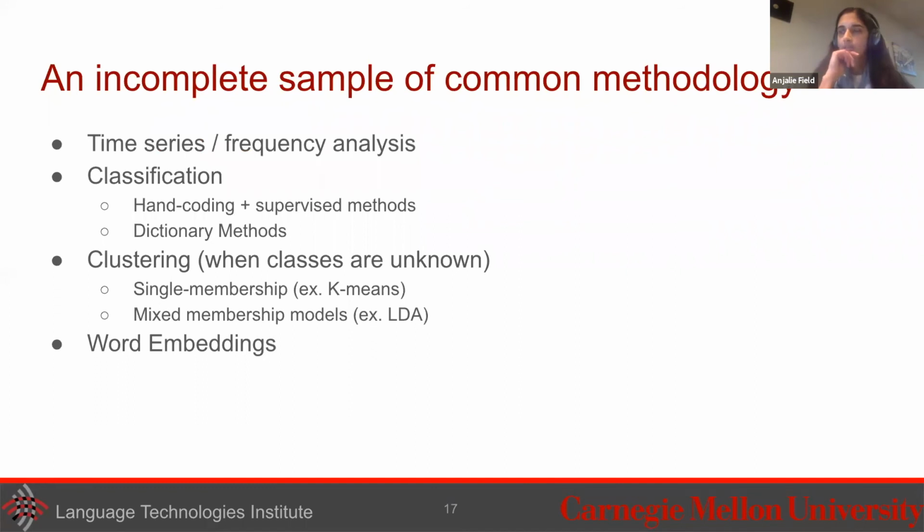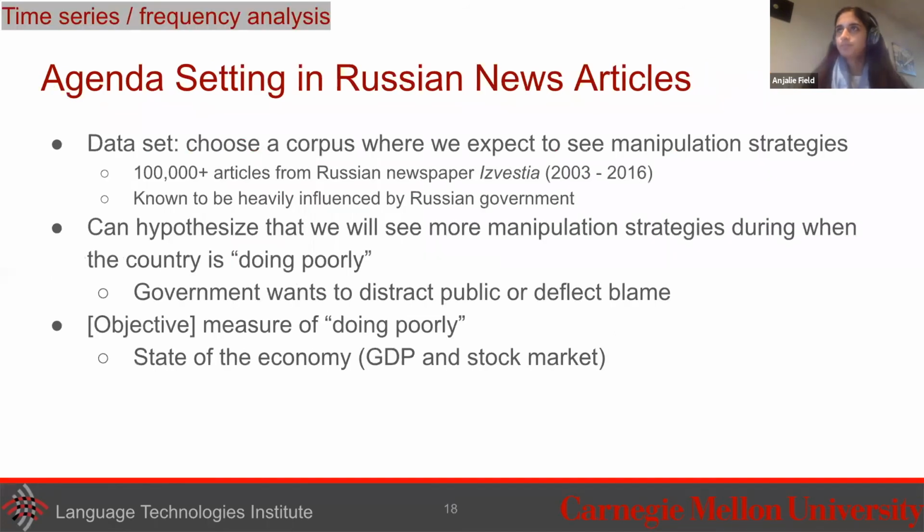So these are some of the methods that are common in more socially oriented analyses that involve text. I'm going to go through them a little bit quickly. The first one I'm going to mention is time series or frequency analyses. The reason I bring this up is that I wanted to show there's often a lot of depth you can do on the analysis side that isn't necessarily obvious from the beginning.